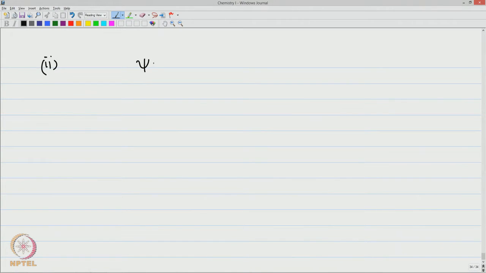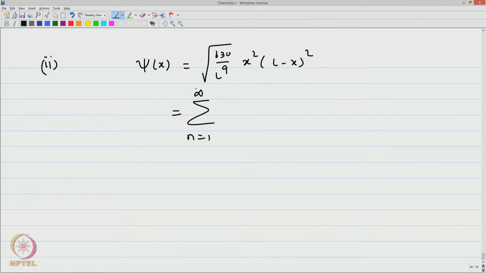We write psi of x, which we have now normalized, so 630 by L raised to 9 x square into L minus x whole square. We want to write this as a sum over n of all wave functions, with a numerical coefficient C n, which we do not know, times root 2 by L sin n pi x by L. Okay. So, how do we find out Cn?